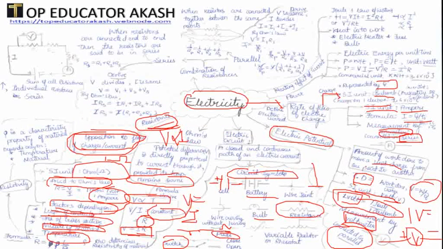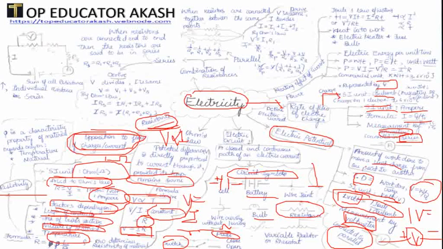Now next is nature of material. What is nature of material? Nature of material is nothing but resistivity. We will be discussing it later. Temperature: if I increase the temperature, then the resistance will increase.